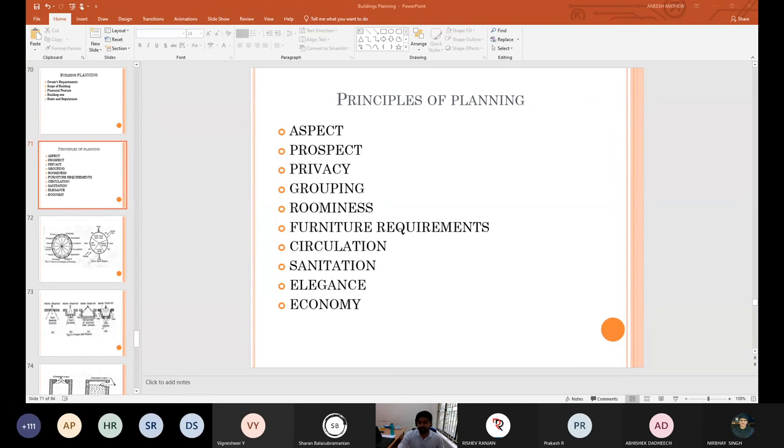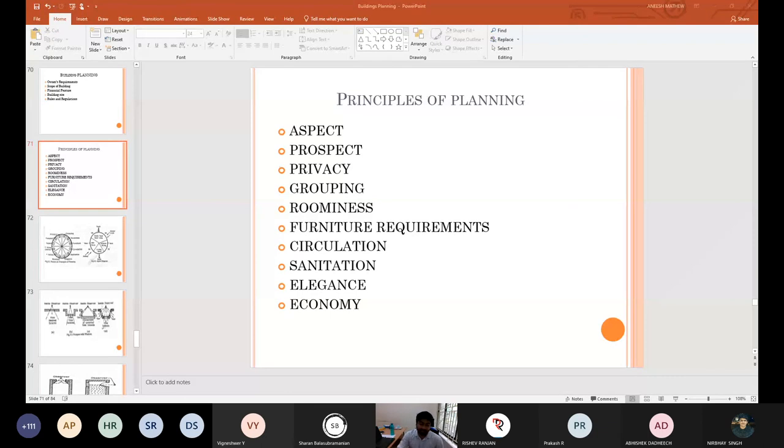Economy I discussed in the last class also. Whatever things you are doing, money is important. You have this much money and you want to build a bungalow, it's not possible. Whatever the money demands, that kind of construction you have to do, that kind of building plan you have to design. He has this much money and you can't plan for a bungalow type building. So that's why the economy is very much important.